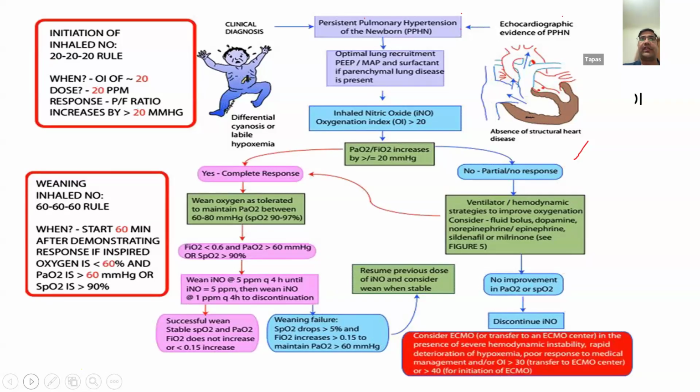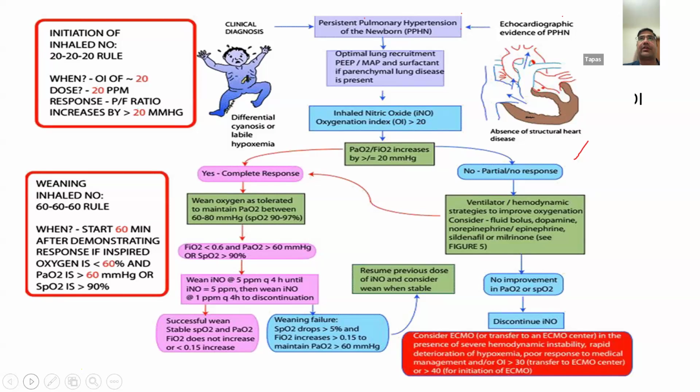Successful weaning is defined as the baby maintaining a stable SpO2 and PO2 of more than 60, and FiO2 does not increase or increases by less than 15% during the course of tapering of the INO. Weaning failure is defined when the SpO2 drops by more than 5% and an FiO2 increase of more than 15% is required to maintain the target SpO2 or a PO2 of more than 60 millimeter of mercury.